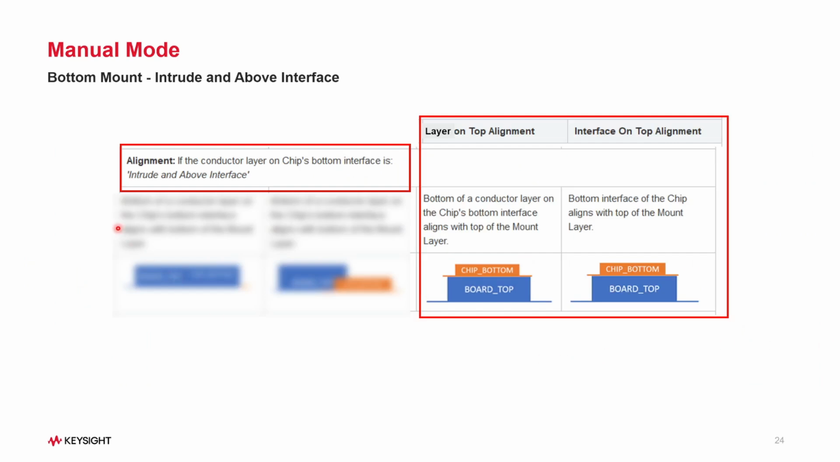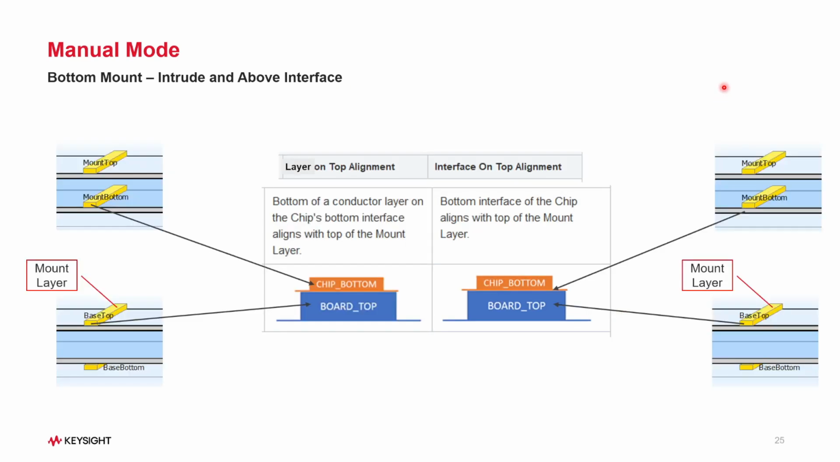Let's now look at a similar situation, in bottom mount, but the substrate configuration or the layer is intrude and above interface. So we're going to look at both a layer on top alignment and interface on top alignment. Like we did before, let's read here. In the layer on top alignment, the bottom of the conductor layer on the chip's bottom interface, which is this surface here, aligns with the top of the mount layer.